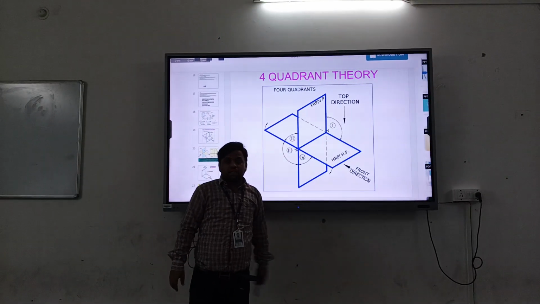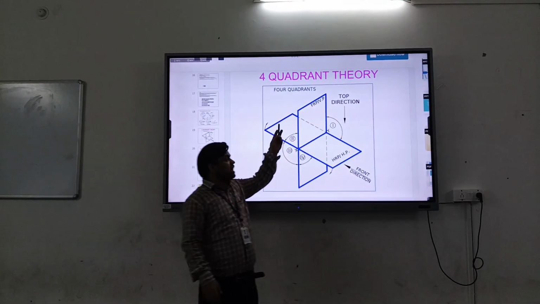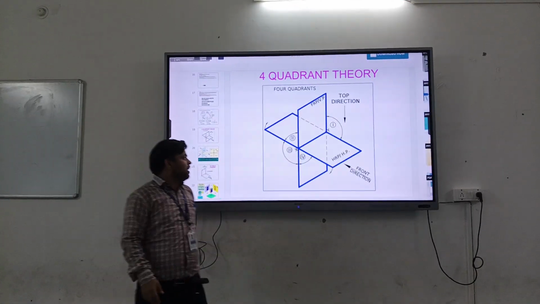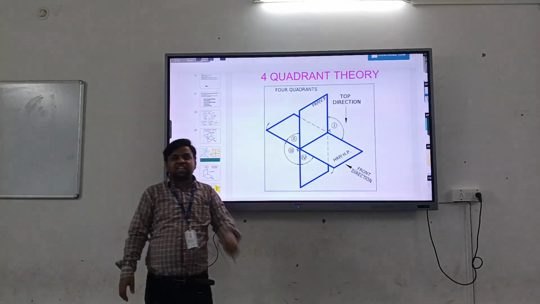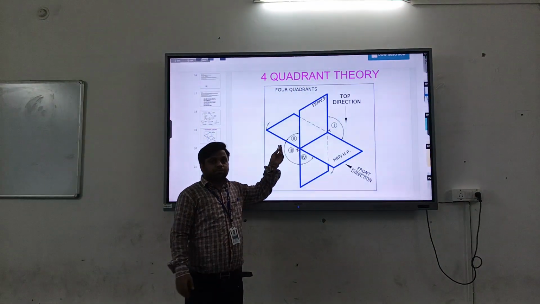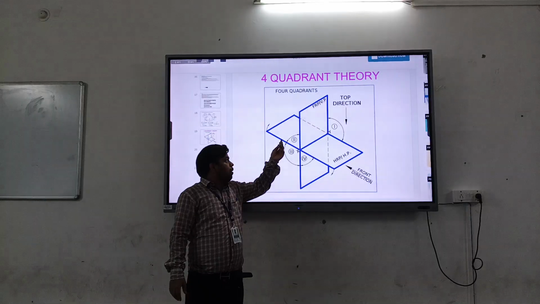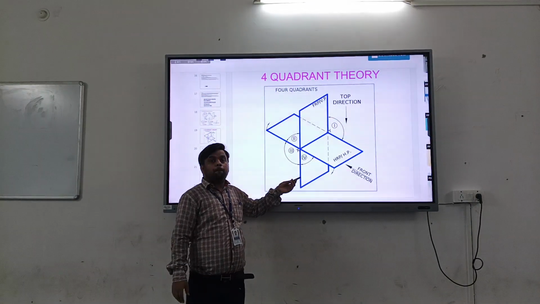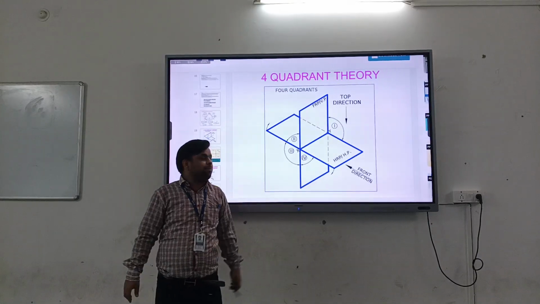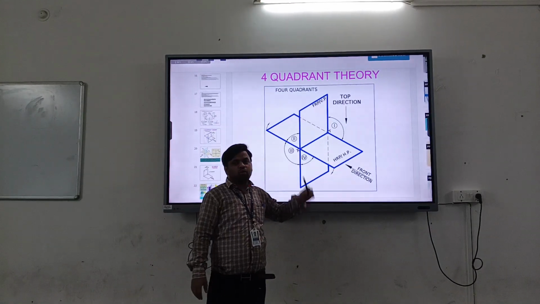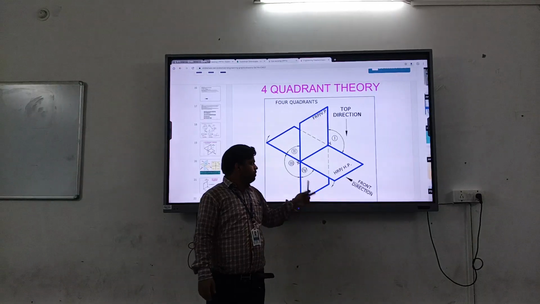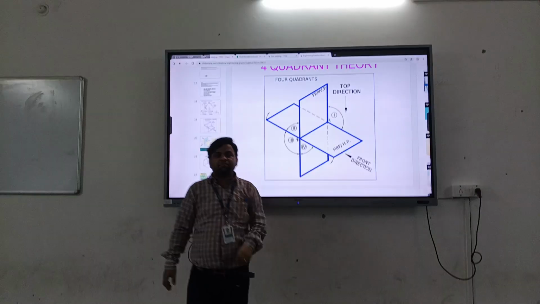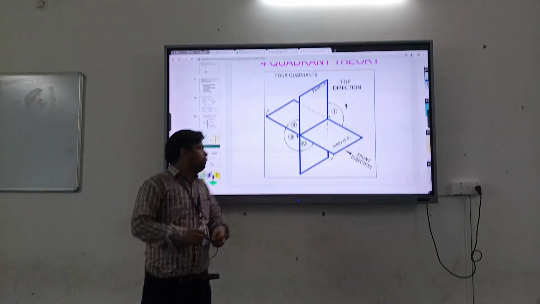Similarly, an object will lie in the second quadrant if it is above the HP and behind the VP. Similarly, an object lies in the third quadrant if it is below the horizontal plane and behind the vertical plane. Similarly, in the fourth quadrant, the object is below the horizontal plane and in front of the vertical plane.